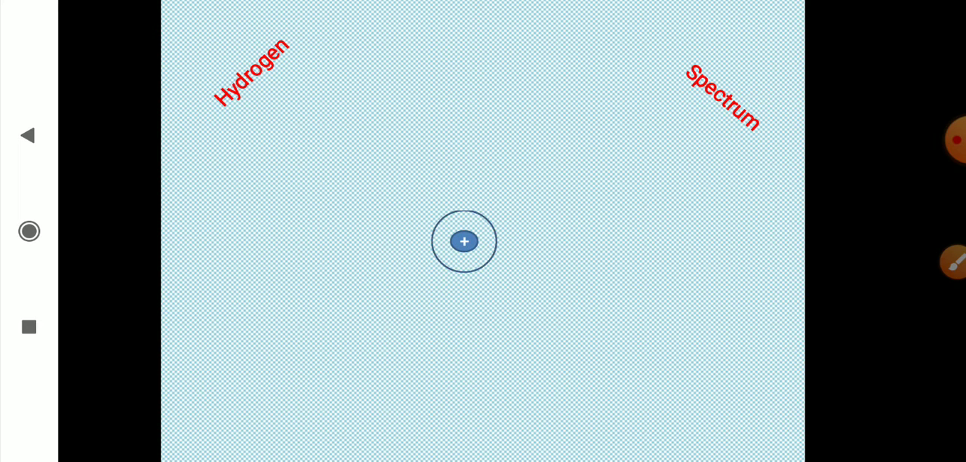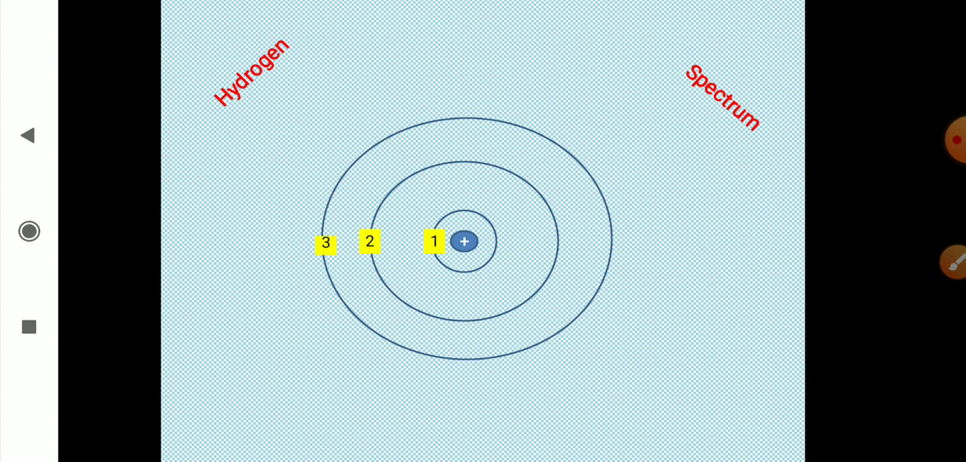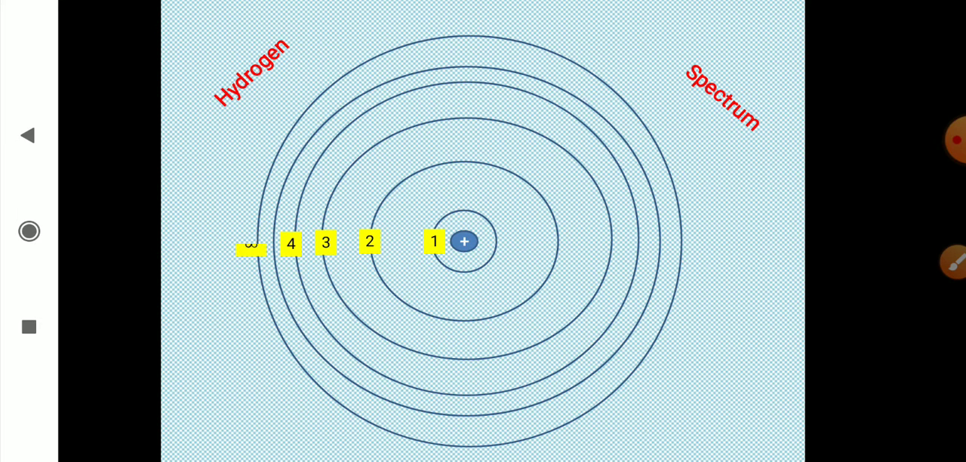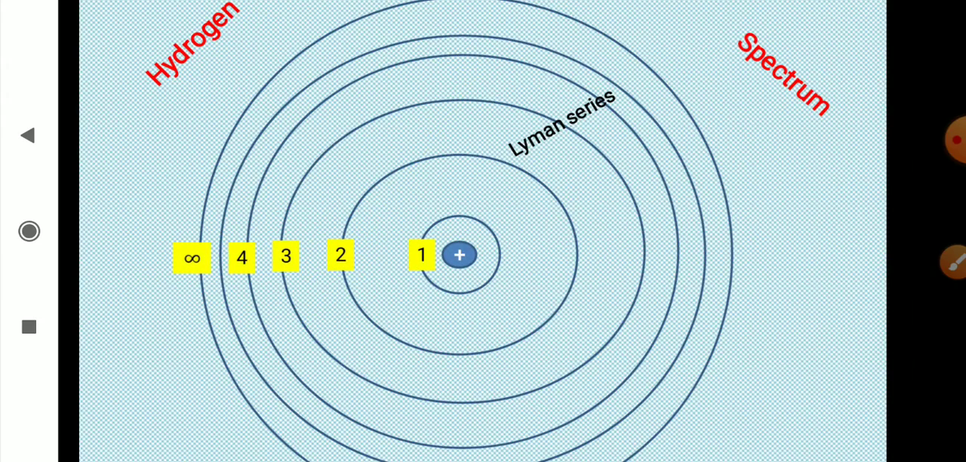So if this is your positive nucleus, this is the first orbit, n is equal to 1, second orbit n is equal to 2, third orbit n is equal to 3, fourth n is equal to 4, many more, and n is equal to infinity. So for Lyman series, transition takes place from n is equal to 2 to 1, 3 to 1, up to infinity to 1. Lyman series.